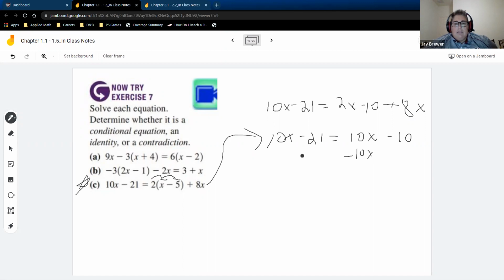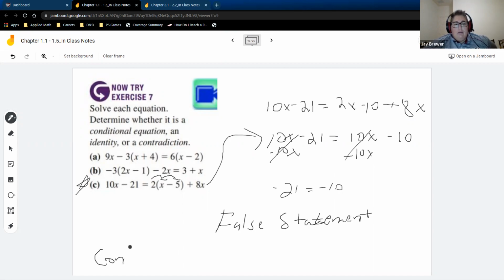I'm going to subtract 10x to the left. You can actually see they both cancel. So we're going to be left with negative 21 equals negative 10. That is a false statement. And because it's false, we call this a contradiction. Okay, so in absolute simplest terminology to help you remember, a true statement will be an identity.